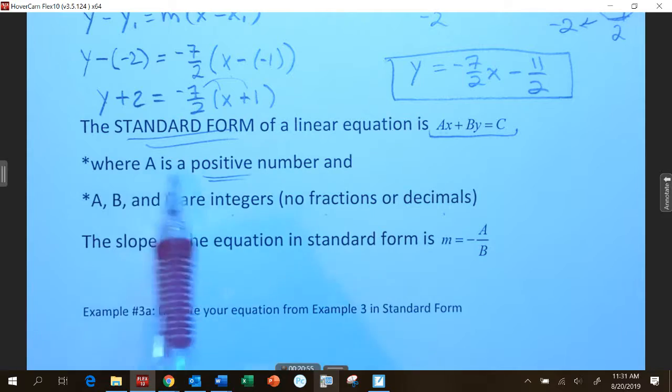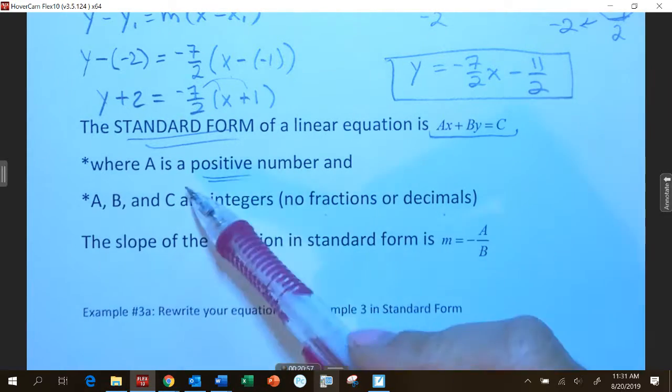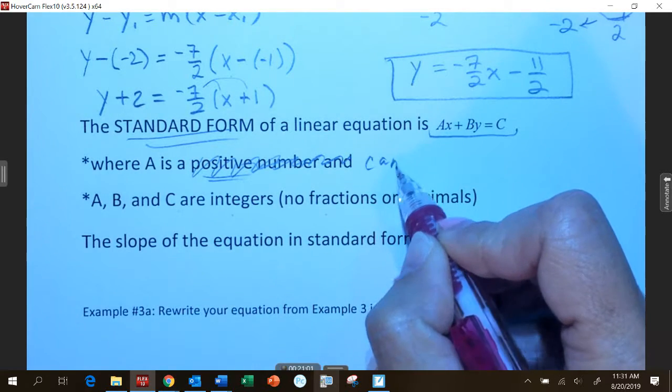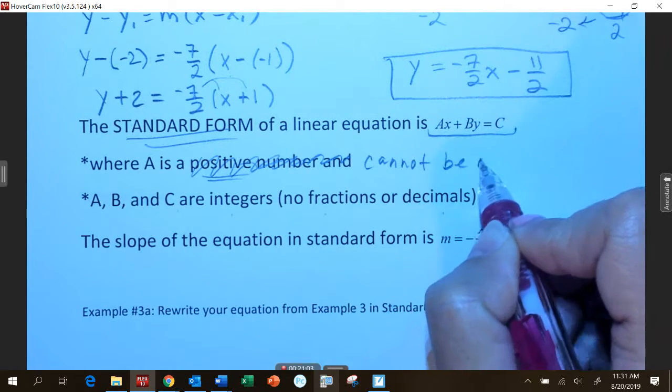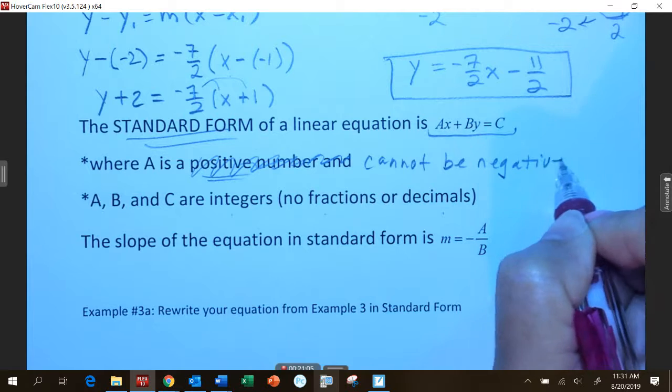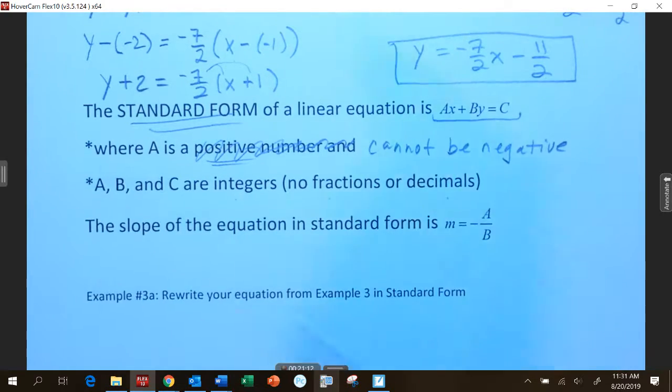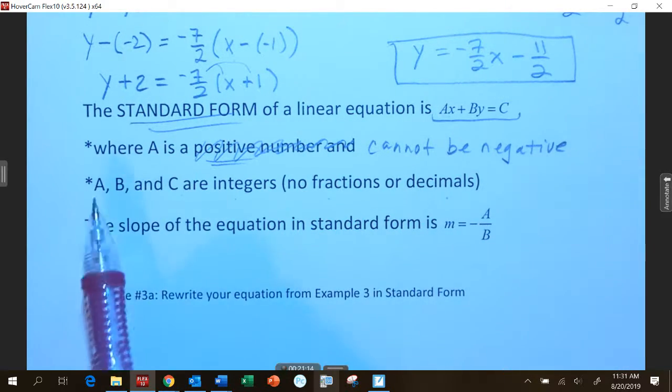You know what? This is wrong. It has to be positive. That's not true. It just can't be negative. Because it can be 0. And 0 is not positive. I was getting really technical there. Alright. A cannot be negative, and A, B, and C cannot be fractions, cannot be decimals.